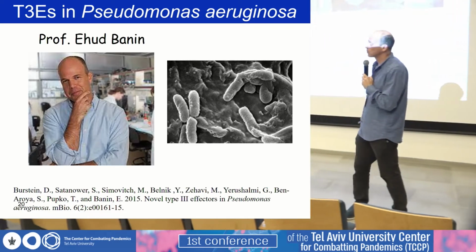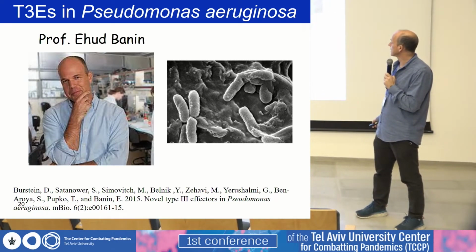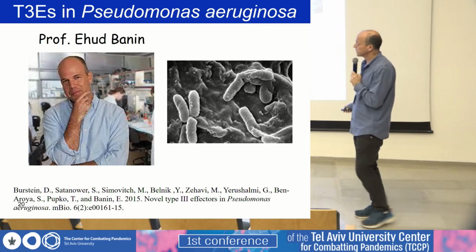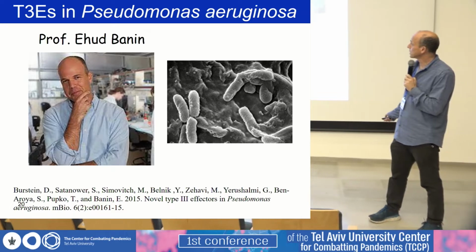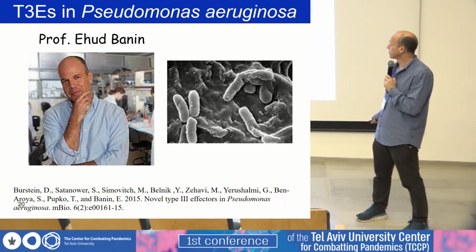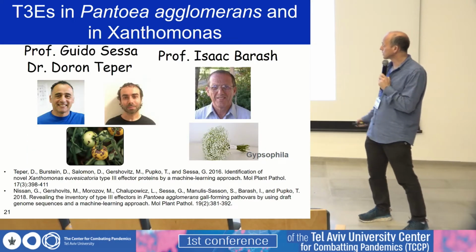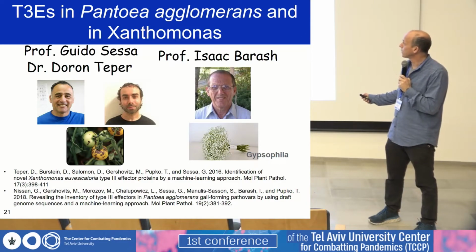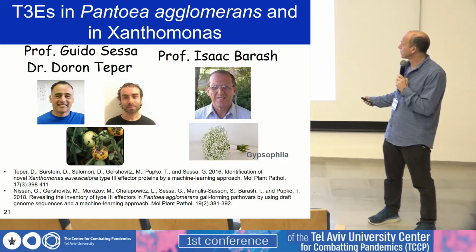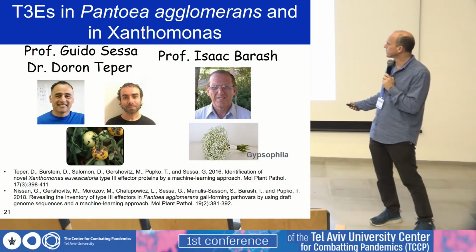Also, with Ehud Banin from Bar Ilan University, we discovered novel effectors in Pseudomonas aeruginosa, a human pathogen that is common in cystic fibrosis patients. This was very challenging because previously only 4 effectors were known, and we increased the number to 6. And also with Professor Guido from our faculty, and Doron Tepper, who is now a faculty at Volcani, we identified effectors in Xanthomonas bacteria that infect tomato.